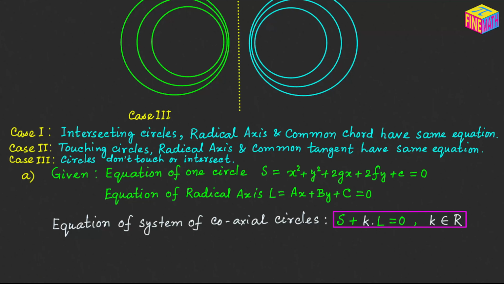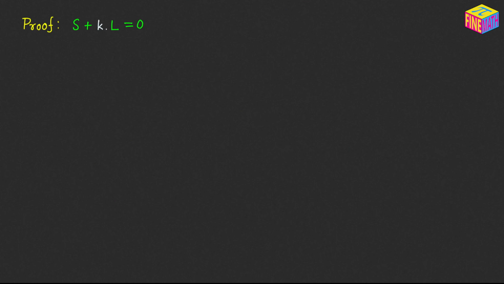Now let's see how we can prove it. So here we are going to see how we can prove that the equation of the family of coaxial circles will be like this when we are provided with the equation of 1 circle of that family and the equation of the radical axis. As we just saw, that equation would be S plus some real number k times L equals 0, where S is the left hand side of the equation of the given circle from the family and L is the left hand side of the equation of the radical axis.